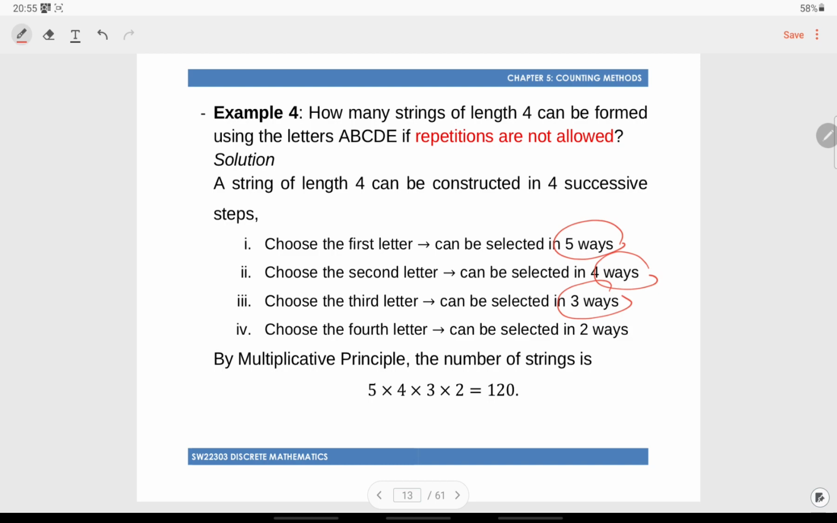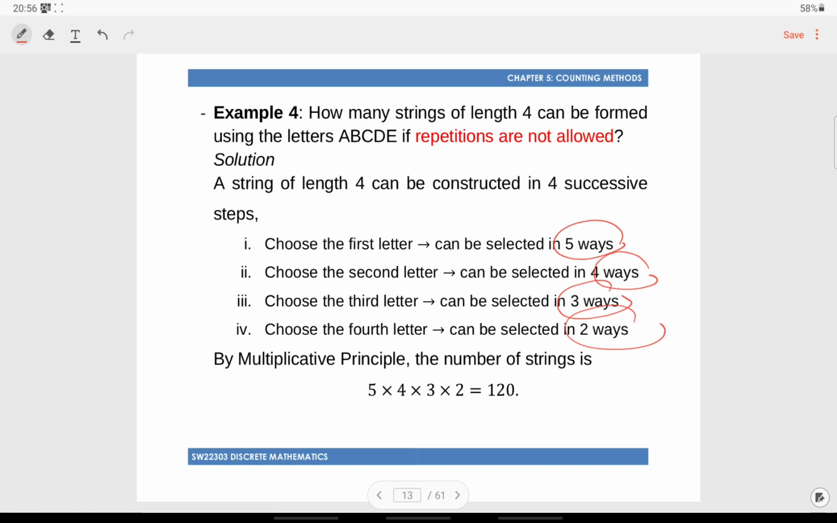So we have taken 3 different letters, so there are only 2 letters remaining. And then the final step, because we want to construct a string of length 4. So now we arrive at the final step, which is to choose the 4th letter. And this 4th step can only be done in 2 different ways, because there only remain 2 different characters out of 5. And then we have completed all the steps, from step number 1, 2, 3, and 4.